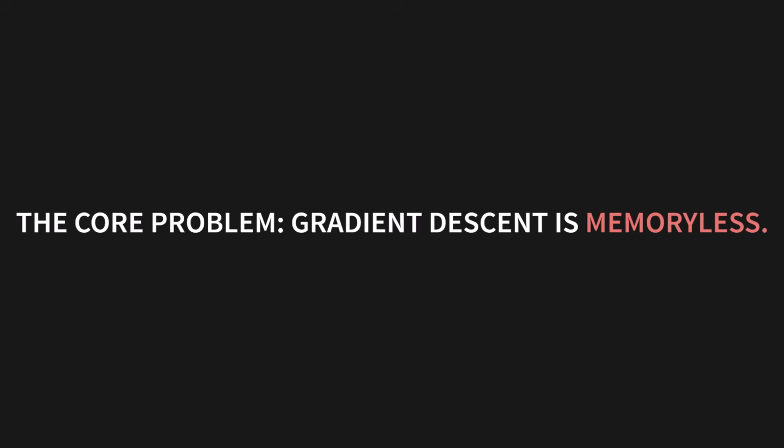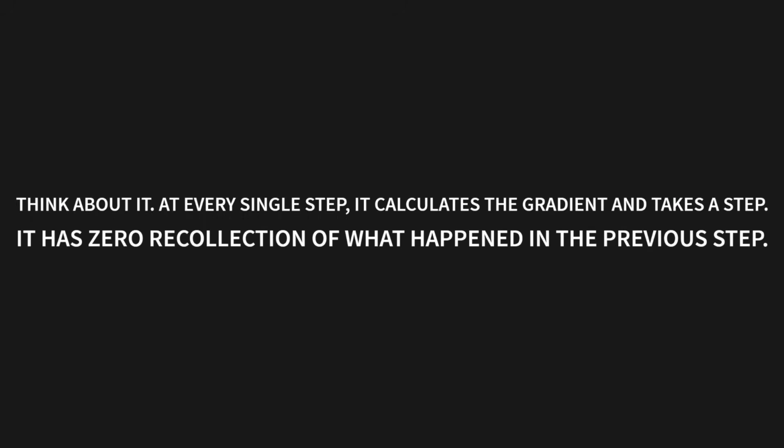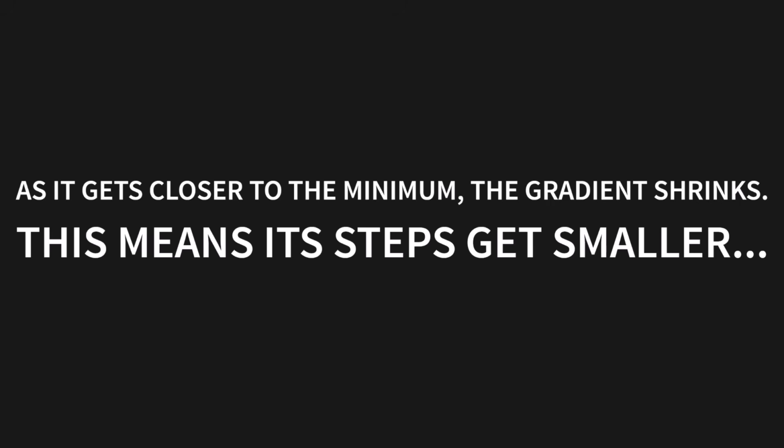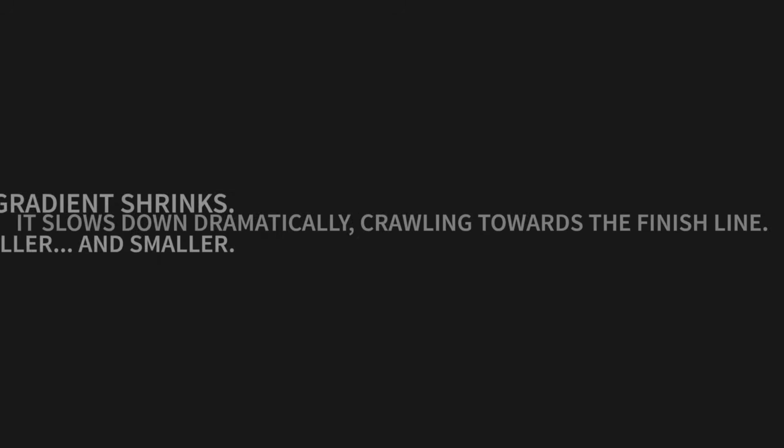To build Adam, we first need to understand the problems it was designed to fix. And that brings us to the first fundamental flaw of basic gradient descent. The core problem is that gradient descent is memoryless. Think about it. At every single step, it calculates the gradient and takes a step. That's it. It has zero recollection of what happened in the previous step. So as it gets closer to the minimum, the gradient shrinks. This means its steps get smaller and smaller and smaller. It slows down dramatically, just crawling towards the finish line.